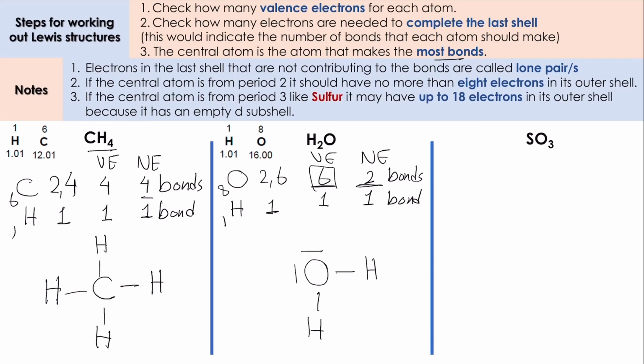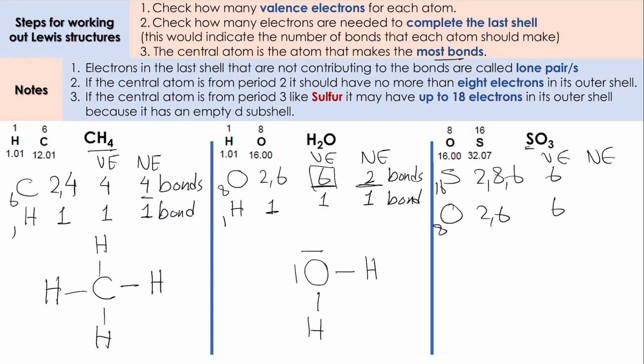Okay, what about sulfur? Here in sulfur trioxide, we have oxygen and sulfur. Sulfur has 16, so 2, 8, 6. Oxygen has 8, so 2, 6. How many valence electrons? 6 for both of them. How many needed electrons? 2 and 2.